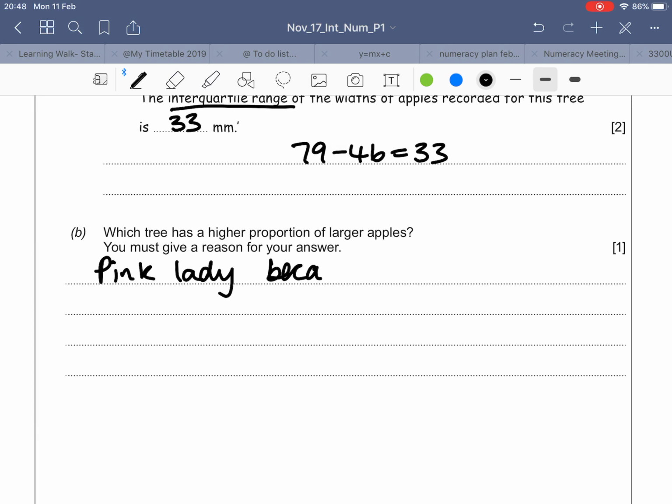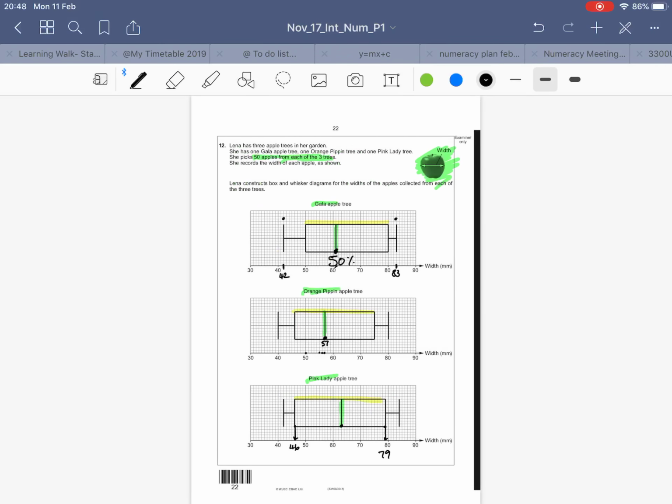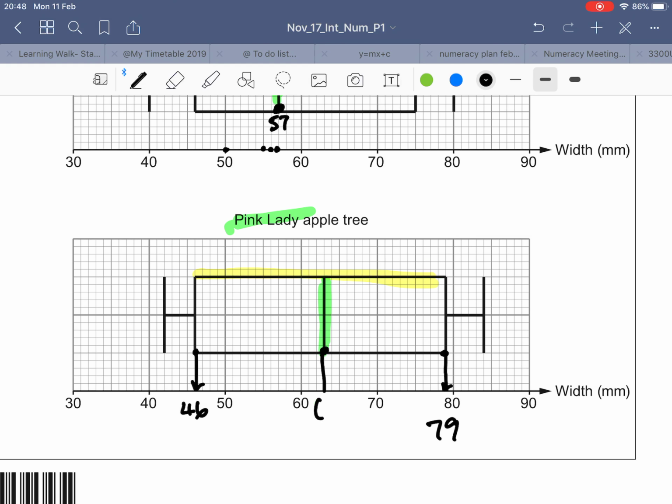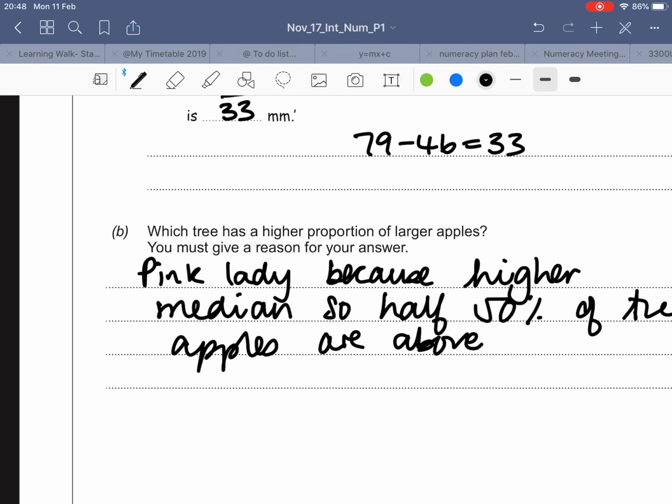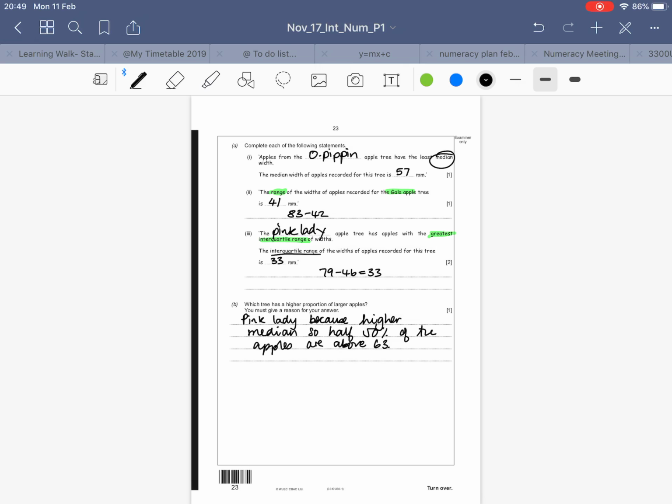And my reason is because it has a higher median, so, I'm writing there, 50% of the apples are above 63, I believe. Half the apples are above 63. So interquartile range and median.